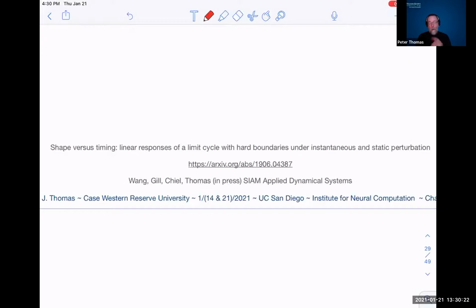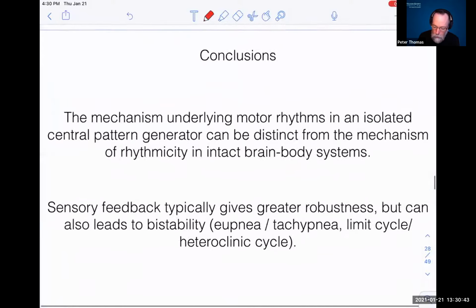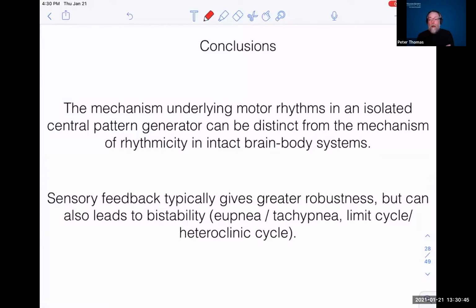That is, I mentioned last time, shape response curves. The paper's on the archive, but it's going to appear soon in press in SIAM Applied Dynamical Systems. If anybody's interested in that, I would be happy to stick around longer and say a little bit about that. But I realize some people may need to go, so I will stop with my conclusions here. And thank you all for your attention.